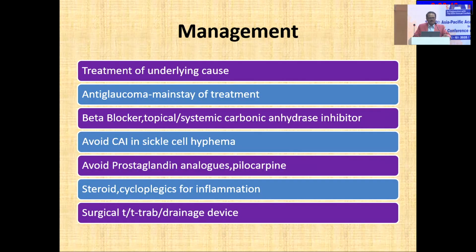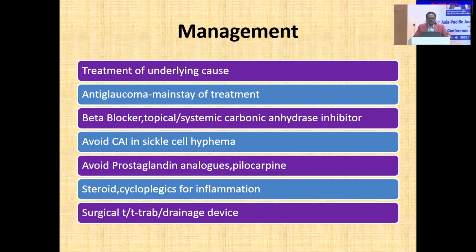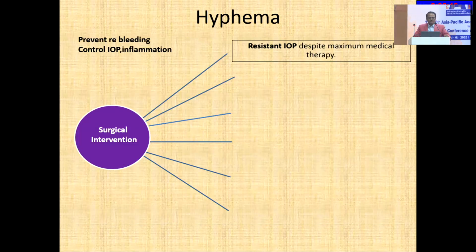So management comes to the treatment of the underlying cause. Anti-glaucoma therapy is the mainstay of treatment. What is most important is that you don't use pilocarpine, and it's better not to use prostaglandin analogs in these patients. So it is better to use beta blockers and topical and systemic carbonic anhydrase inhibitors. If it doesn't respond, then ultimately we have to resort to surgical treatment. But one has to give enough time for the pressure to come down.